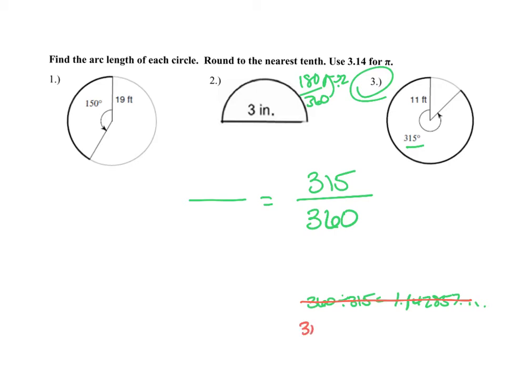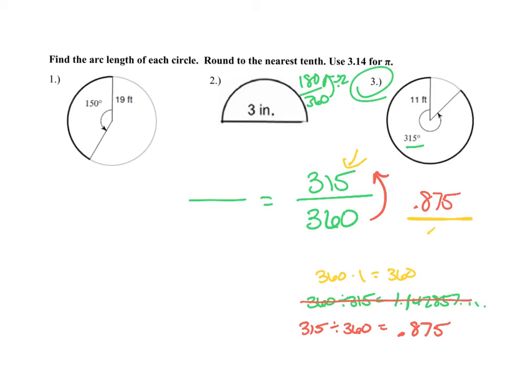I'm going to do 315 divided by 360. And that's going to give me a nice decimal, 0.875. So I know I'm going to do something with 0.875. It's a much nicer decimal. 0.875 is less than 1. If I did 360 times 1, I would get 360. But I want something that's less than 360.